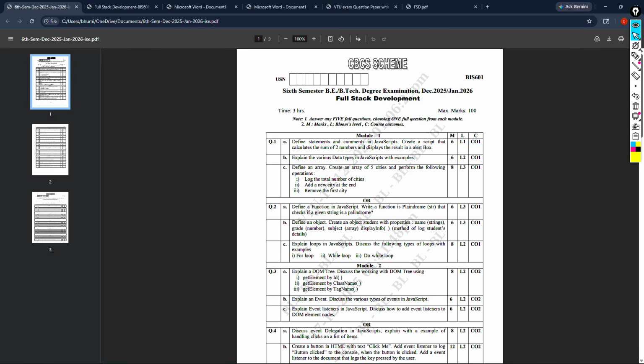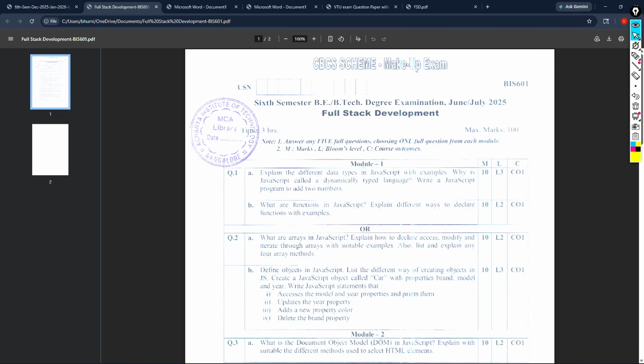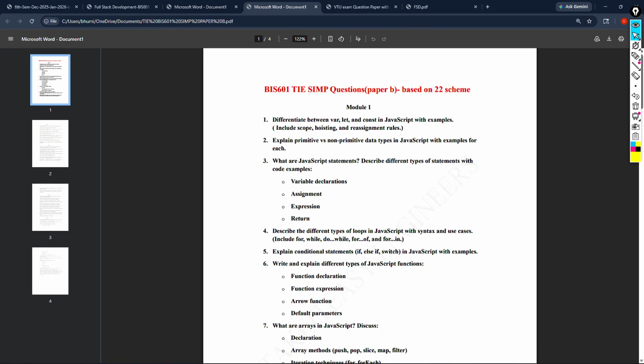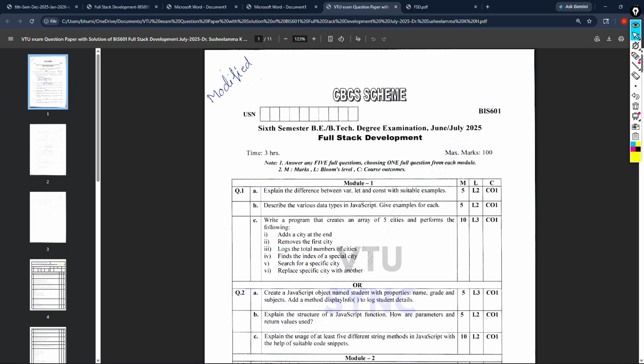So this is the first paper: the December, January 2025-2026 BIS601 paper. Then the June, July 2025 BIS601 same code paper. Then a TIE sample paper basically, and another TIE paper B based on the R scheme only, 2022. So this is the passing package.